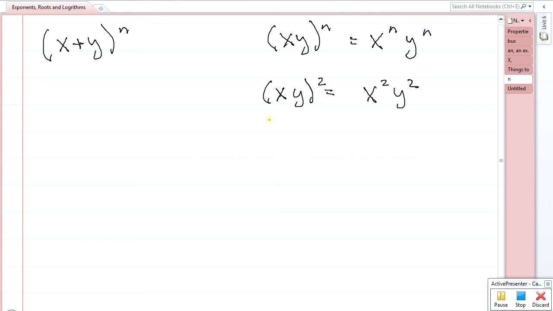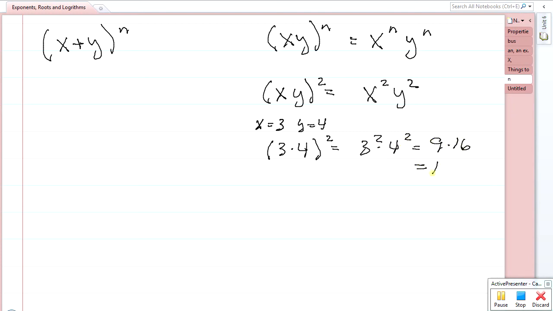I'm actually going to take a moment and pretend that x is 3 and y is 4. This would mean that I was asking you to go 3 times 4 raised to the second. This is 3 squared times 4 squared. This is 9 times 16. This works out to be 144. If I had actually done 3 times 4, this would have equaled 12 squared. 12 squared equals 144.